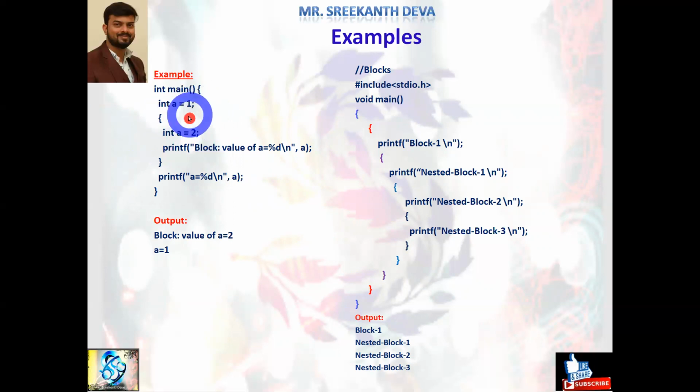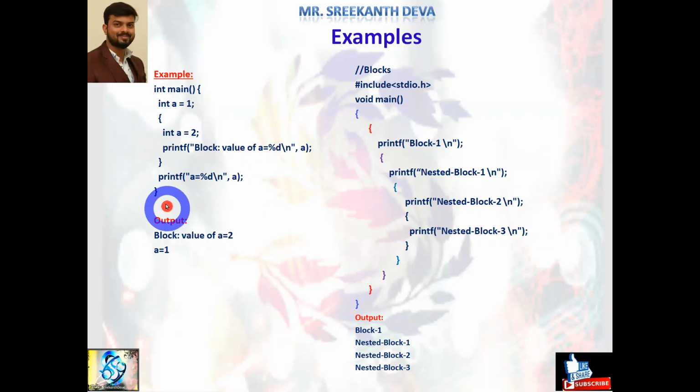Here a is a local variable in the outer block. Here a is a local variable in the inner block. Even though I declared the same name, which value is going to be printed here? The most recent declaration of a is how much? 2. The block value of a, 2 only, is going to be printed. Always remember in C programming language, the recently declared and defined value is the one that is going to be printed. a is equal to 2.